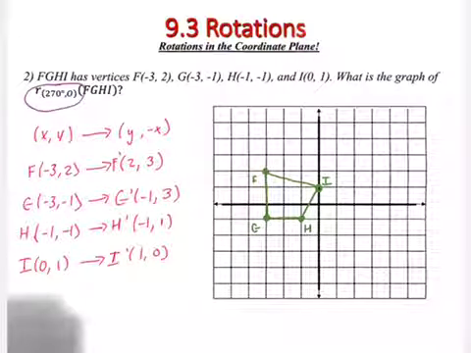So now we want to plot our image points to show our rotation. So 2, 3 gives us F prime, negative 1, 3 is G prime, negative 1, 1 gives us H prime, and then 1, 0 gives us I prime. So this is our new shape, or our image. In this case, we can see that we have a 270-degree rotation counterclockwise.